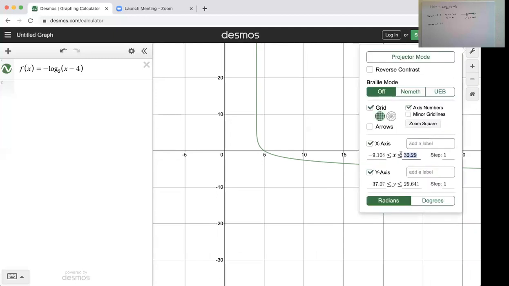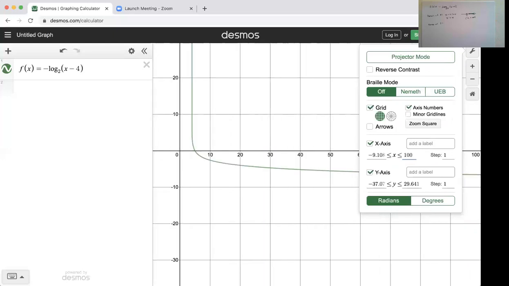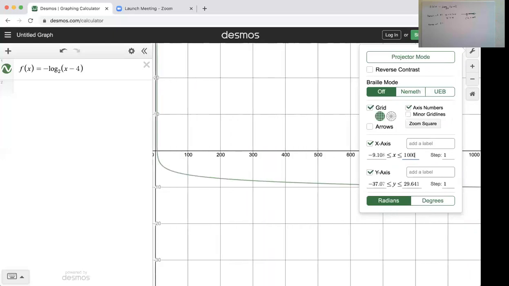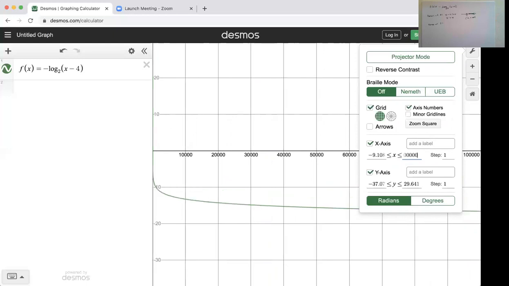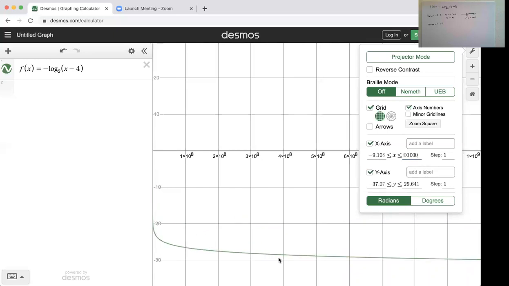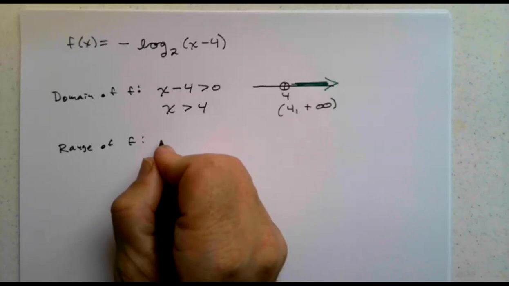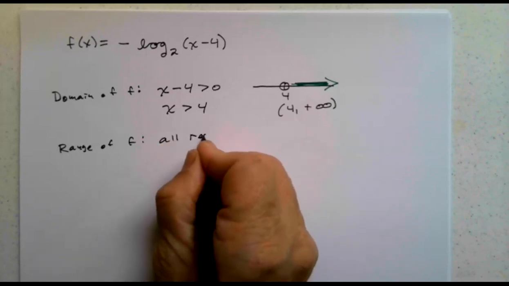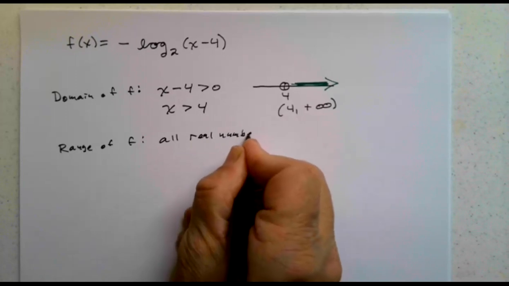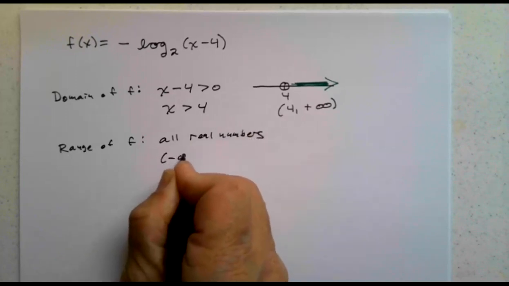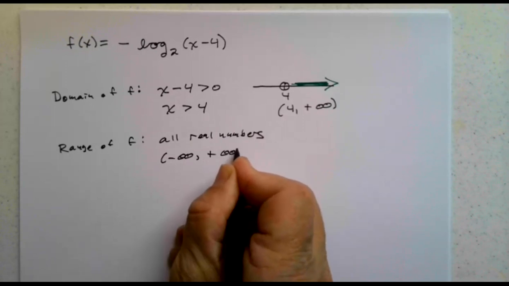So right now, x goes to 32.29. There's x 100. Now it's 1,000. 10,000, 100,000, a million, 10 million, 100 million, a billion. Now you see it eventually gets lower than negative 25. So the y value does go as far as you want it to go. So the range of this function is indeed all real numbers. So the range of f is minus infinity to plus infinity.